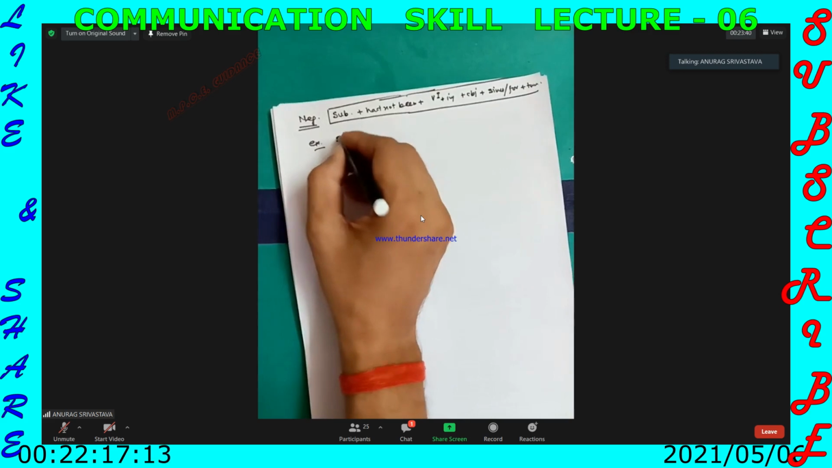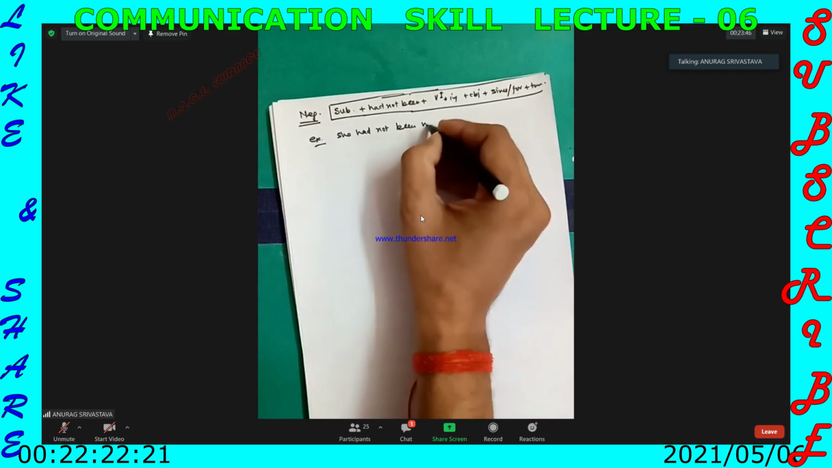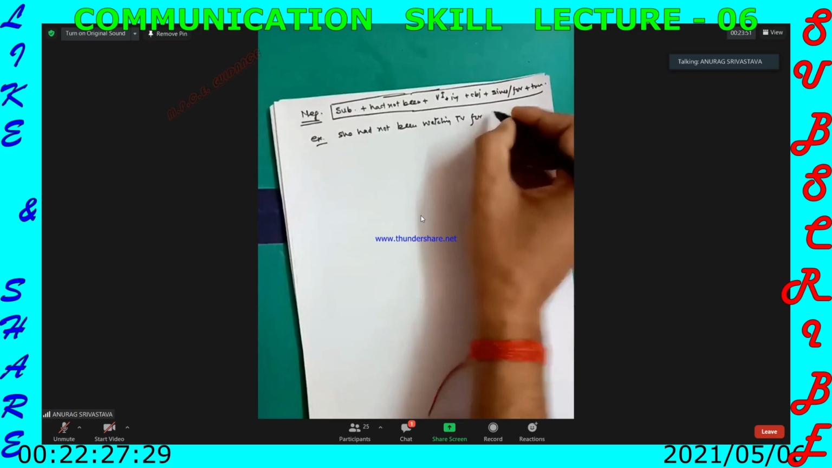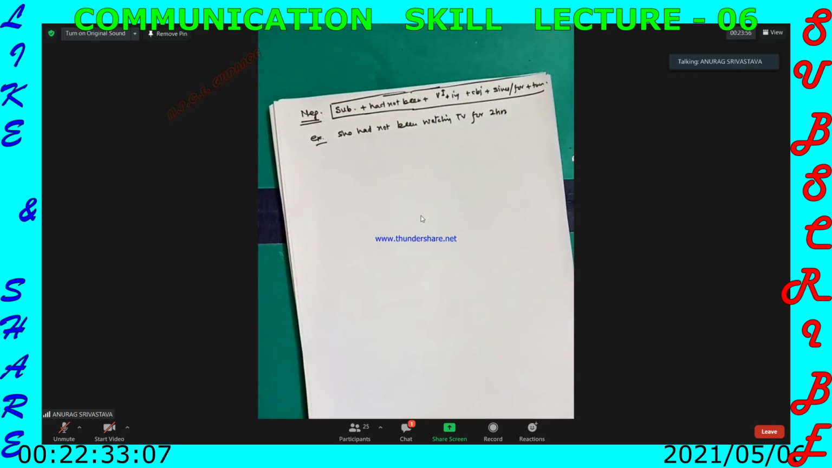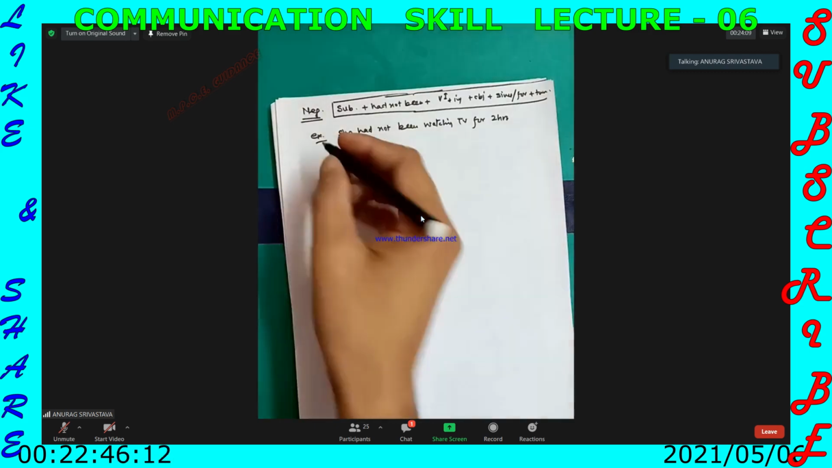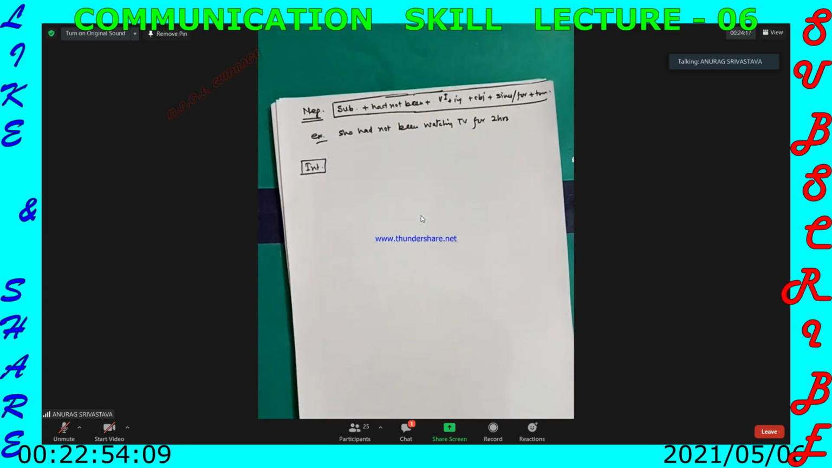What will be the example? She had not been watching TV for 2 hours. Another example will be: she had not been watching TV since 2 p.m. Clear? This is a negative type of sentence written in past perfect continuous. It is very easy to convert the affirmative form into the negative form just by placing not after the main type of helping verb. Another form is the interrogative form of the sentence, which possesses a helping verb at the very first of the sentence.